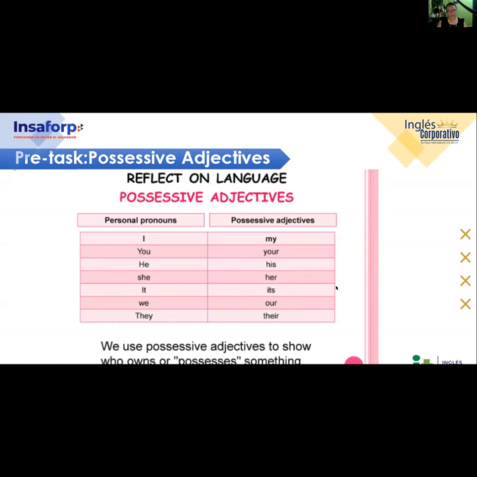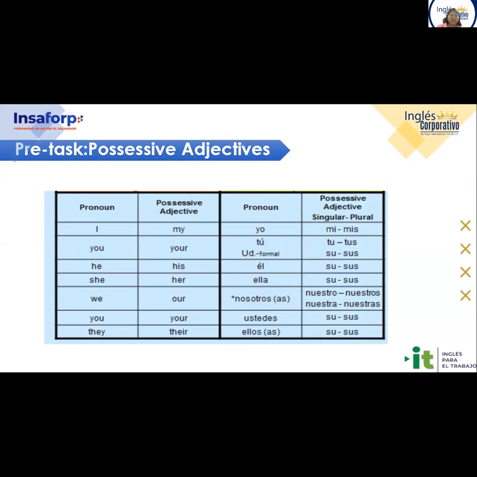Okay, so now we're going to check the following chart. Here you have the pronoun plus the possessive adjective plus the translation in Spanish. Look at the possessive adjective: we have singular and plural meaning in Spanish. Tenemos un significado singular y plural en la traducción al español.